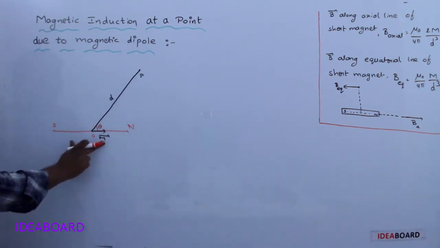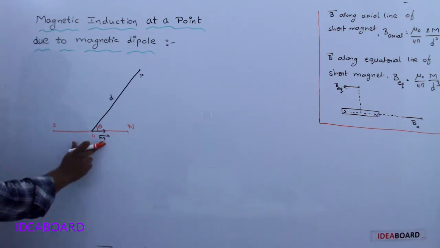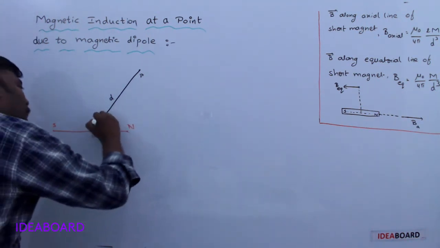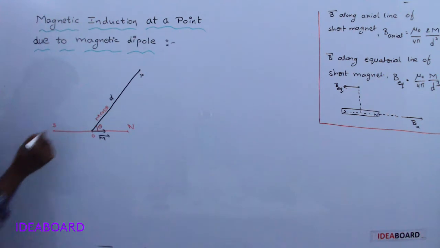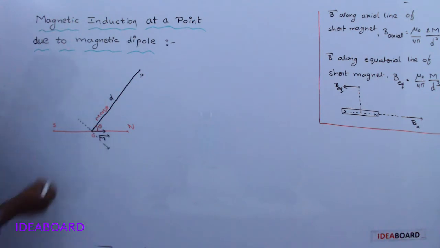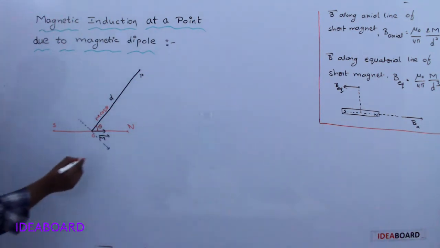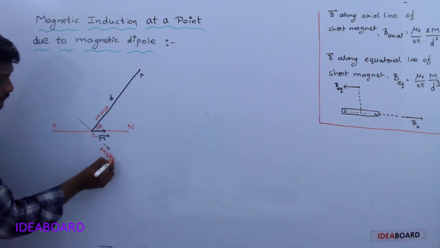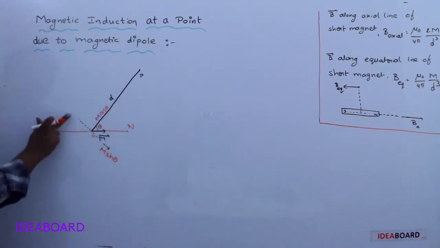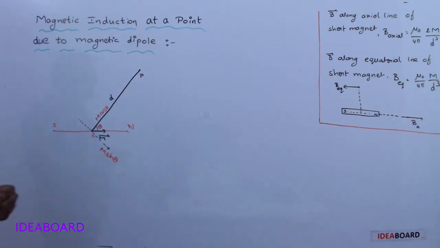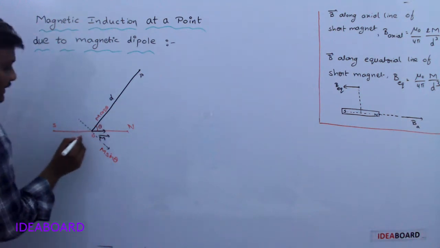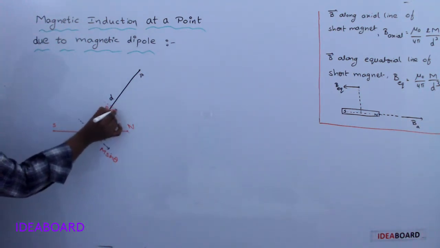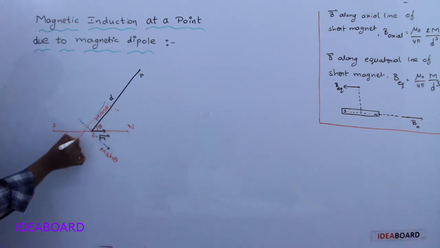So the magnetic moment is divided into two rectangular components. One is m cos theta, and another, the perpendicular component, is m sin theta. In this direction m cos theta, in this direction m sin theta. So here the magnet can be treated as a combination of two magnets.